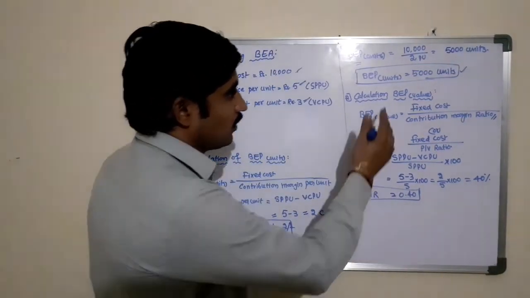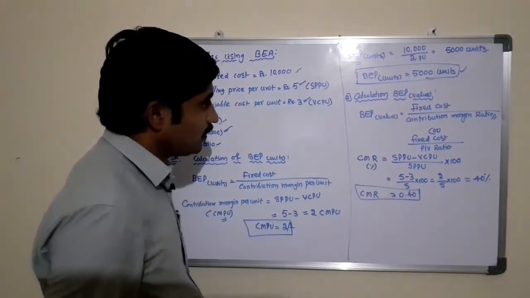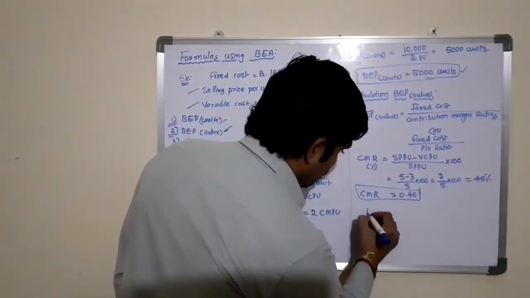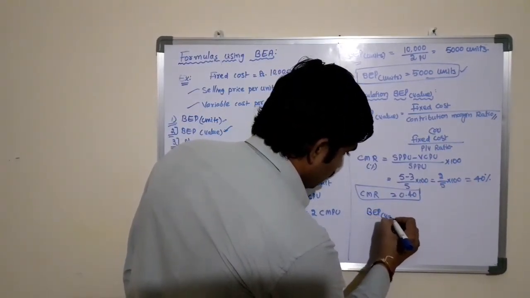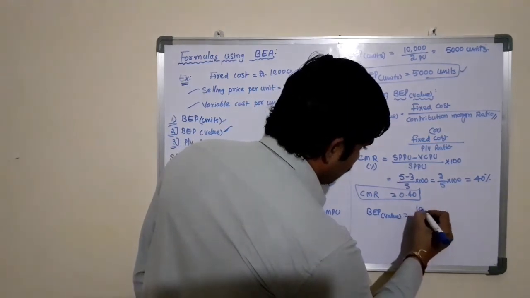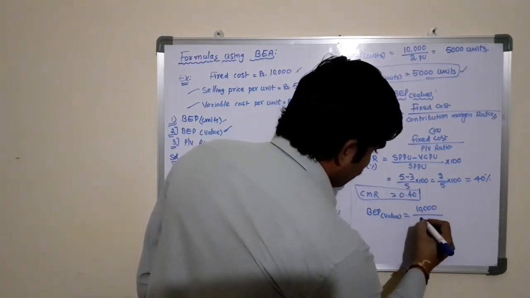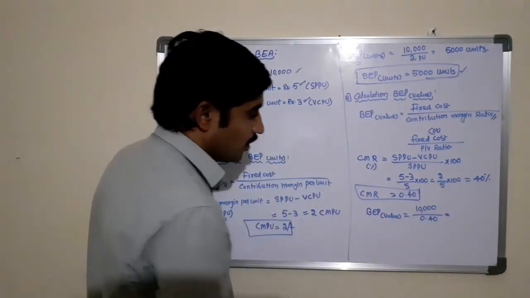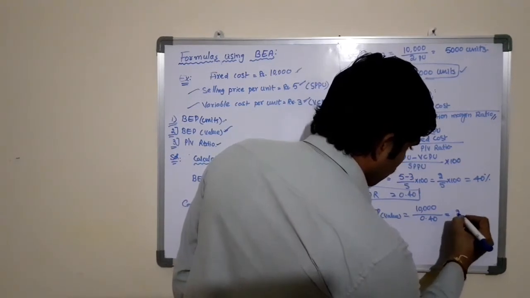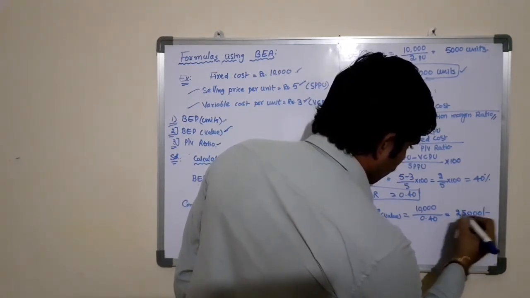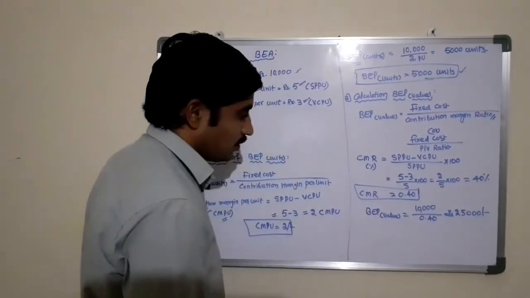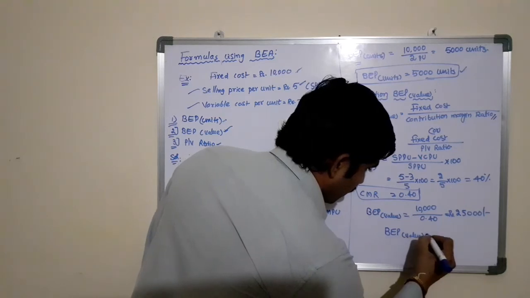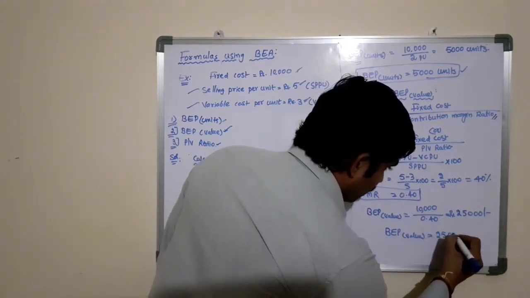Now you can substitute in the formula, that is fixed cost by contribution margin ratio. So BEP value equals fixed cost, given 10,000, by contribution margin ratio 0.40, equals 25,000 rupees. So BEP value equals rupees 25,000.